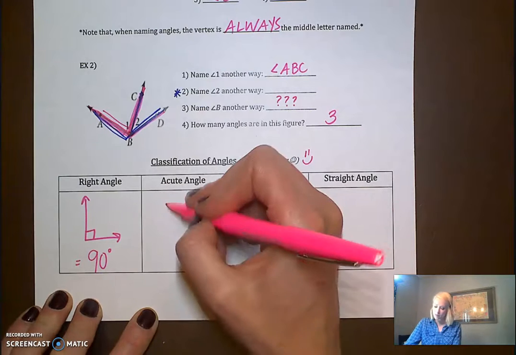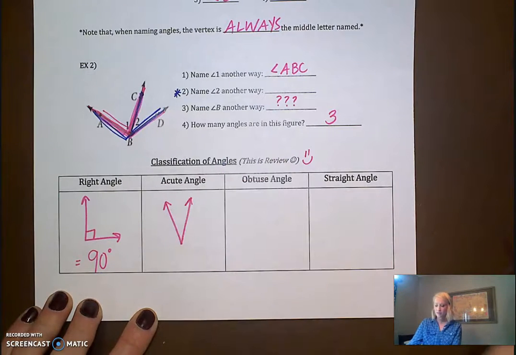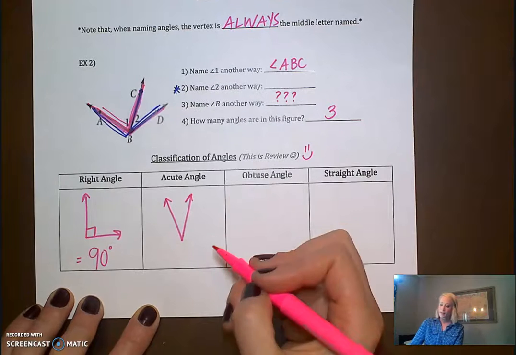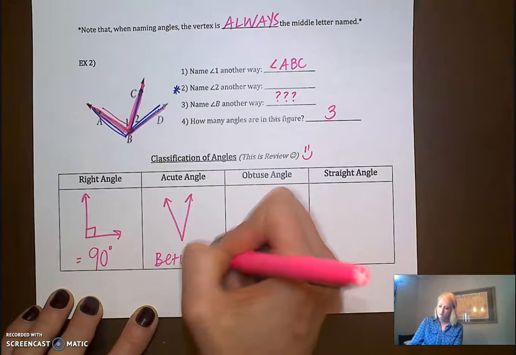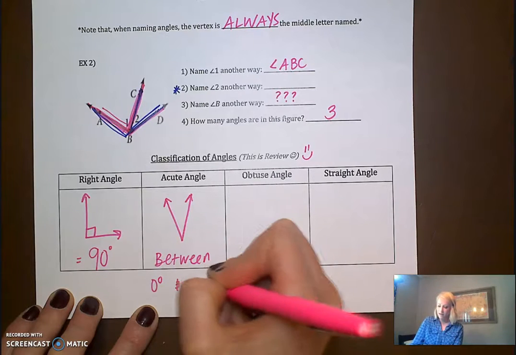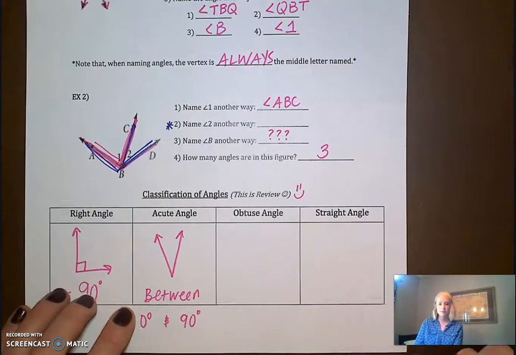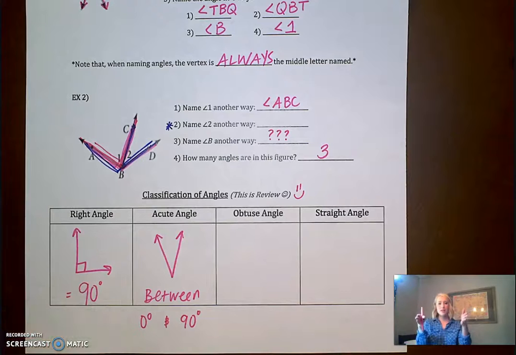Acute angles, so it's like, oh, it's so cute. They're very small. They measure between 0 degrees and 90 degrees. So there's a big range. Any angle that measures between 0 and 90 is called acute.